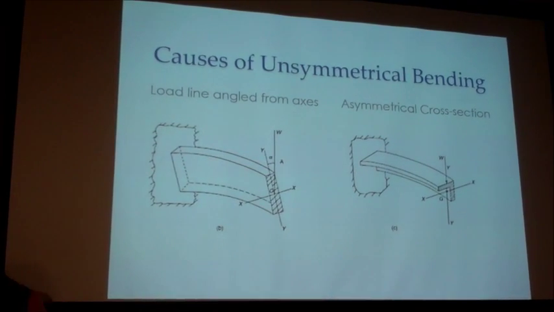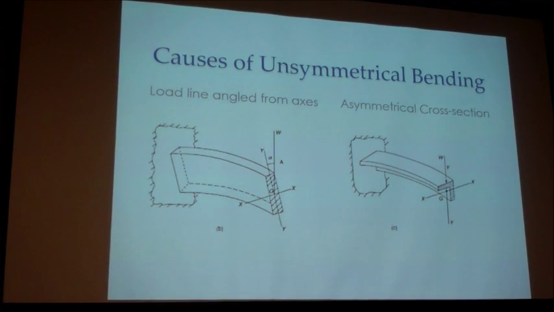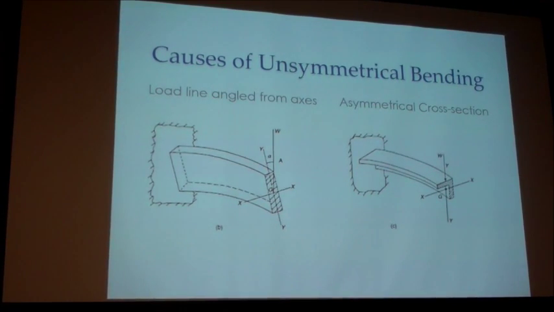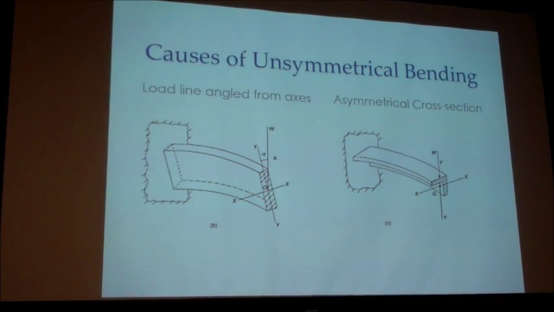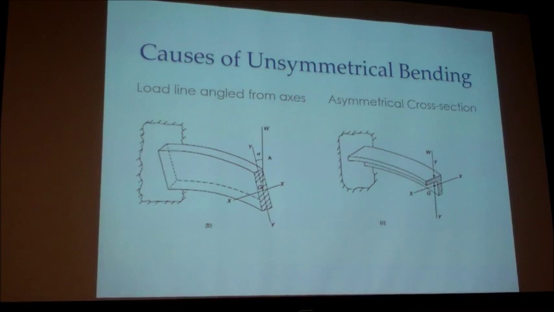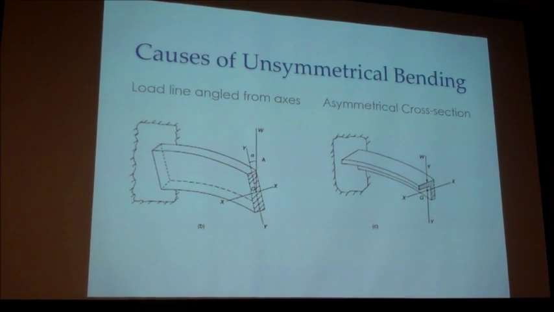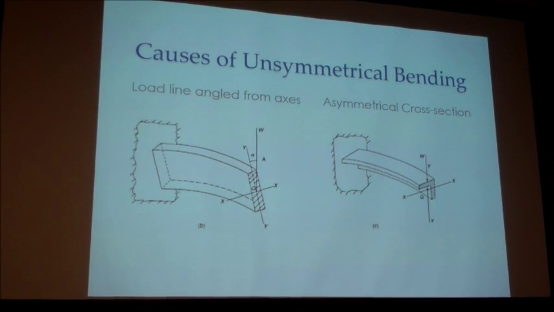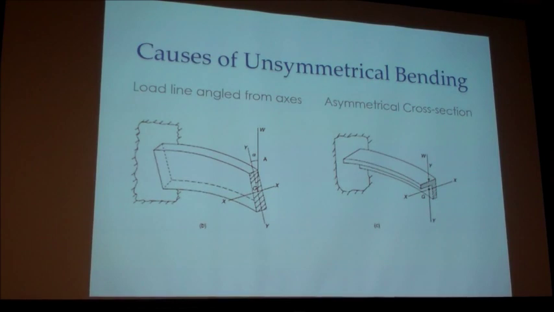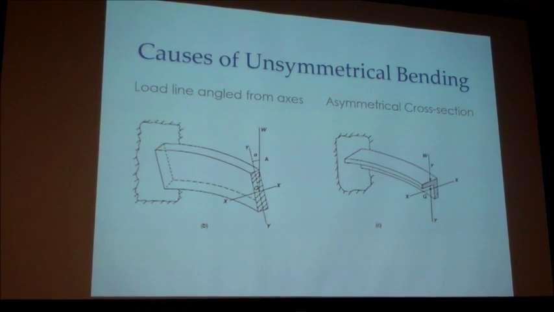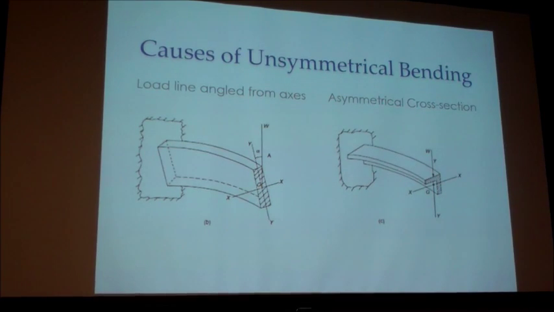That can be for a rectangular beam if it's just at an angle from the axis, but that'll also cover, for example, the channel, which is symmetrical horizontally but not vertically. If the line is placed there, even though it's straight up and a vertical load, because it's still at an angle from the line of symmetry, it'll create unsymmetrical bending, and it'll cause some crazy looking shapes like those presented here in the pictures.